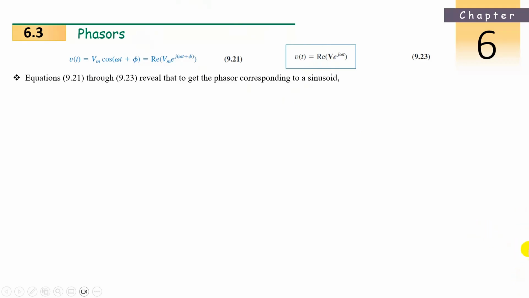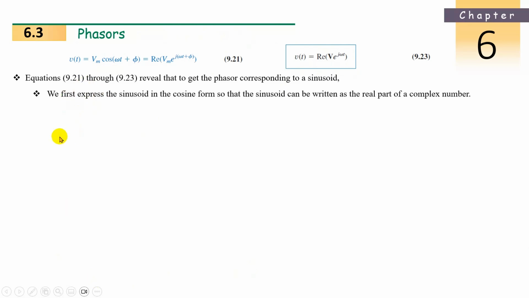So we converted the sinusoid to the phasor. V of t, which is equal to Vm cos(omega t plus phi), is nothing but the real part of V e power of j omega t, where V is nothing but Vm e power of j phi. Okay, what are the important points in this?